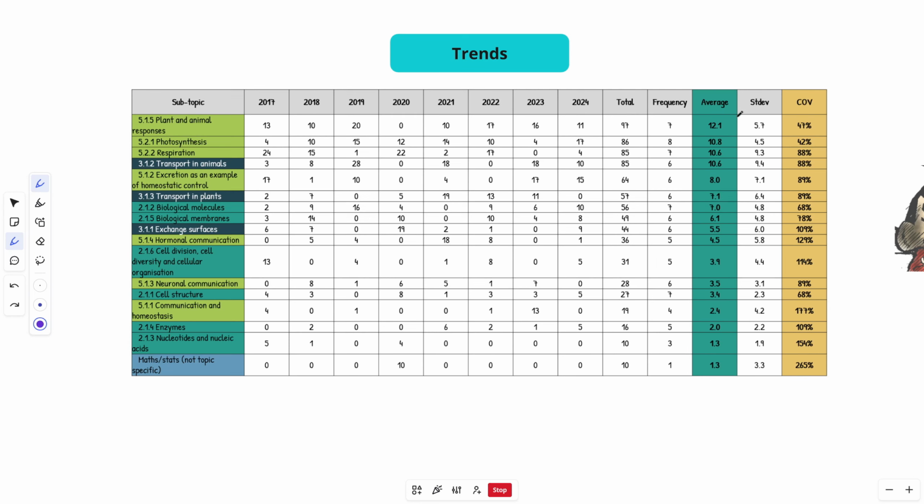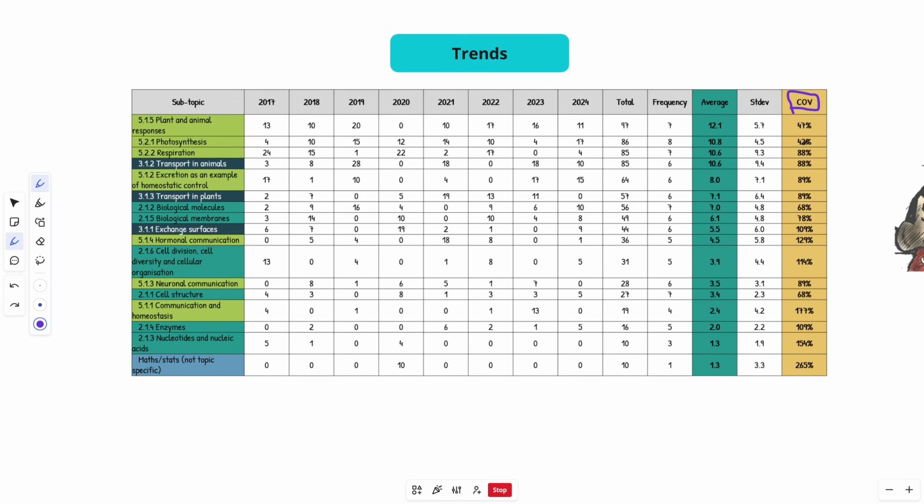The reason I've added this in, if you've seen my Edexcel maths video, is so I can look at the coefficient of variation. I'm not going to go into too much detail of what this is. It essentially just tells you variability. The lower the percentage, the more consistent the marks are compared to the mean. So for example, this one is 47%, fairly low COV, meaning that when the topic does come up, it's fairly close to the average. All COV is a ratio between standard deviation and the average, or the mean.